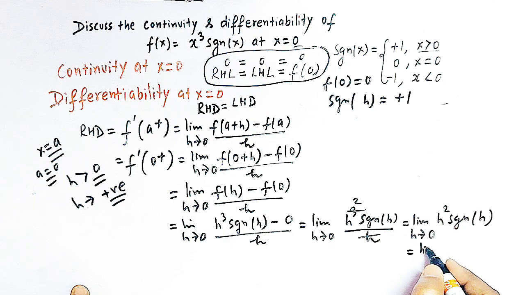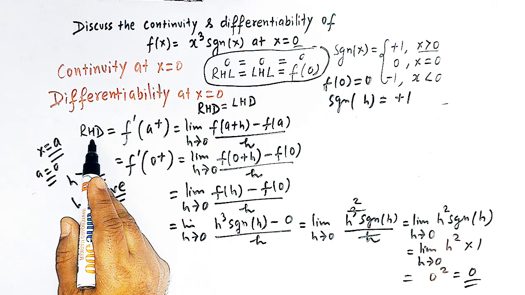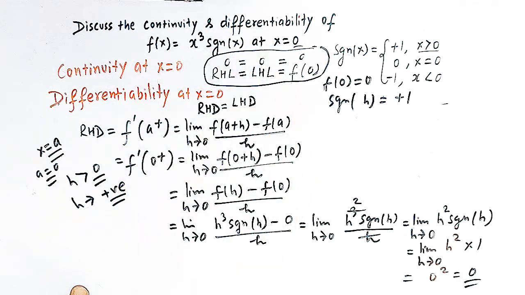So we have limit h tends to 0, h square times 1, and here the limit is now limit h tends to 0, h square. So this is 0 square, that is equal to 0. So the right hand derivative of this function at x is equal to 0 is equal to 0.